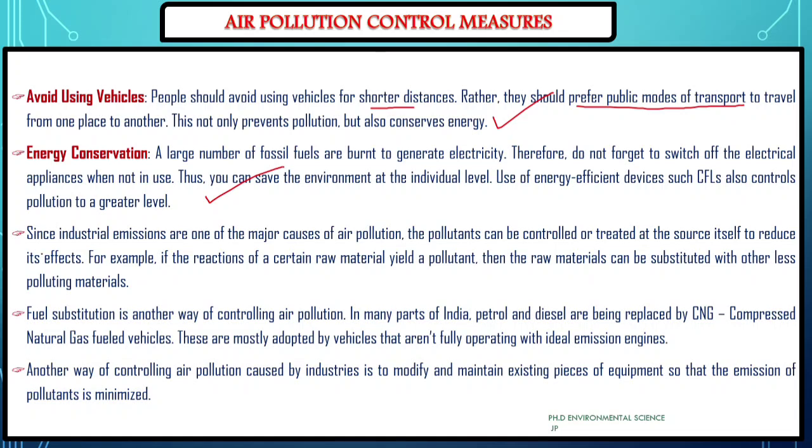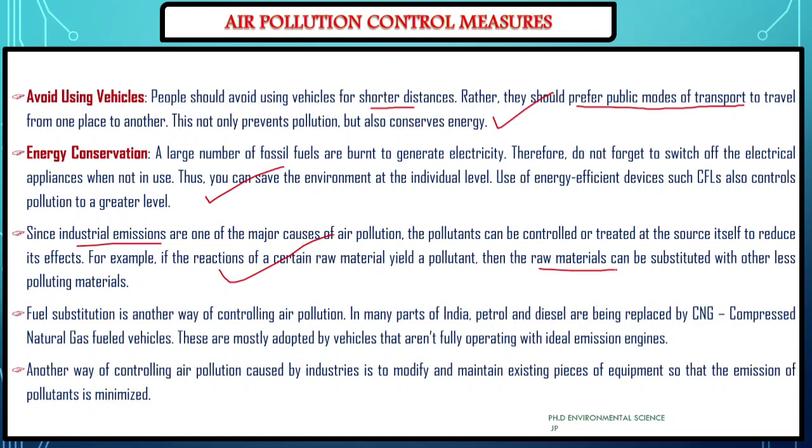Then industrial emission control. Emissions from industrial processes can be reduced by treating pollutants at the source itself. This involves altering the raw materials or changing the chemical processes to produce fewer pollutants. Then you can substitute materials also, replacing the raw materials that yield high levels of pollutants with less polluting alternatives. For example, using less harmful chemicals in manufacturing processes to reduce the emission of toxic substances.